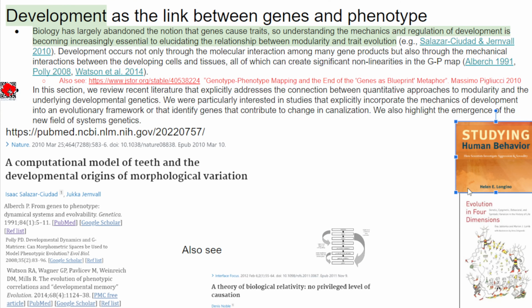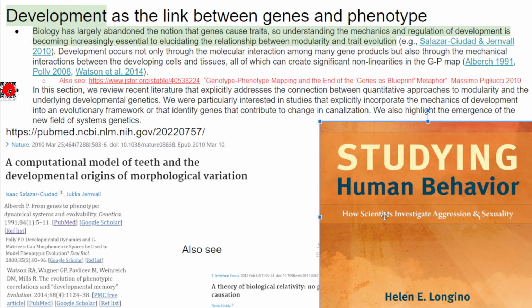Then two other great books. One is Studying Human Behavior: How Scientists Investigate Aggression and Sexuality by Helen Longino. And this book's pretty interesting because it highlights some underappreciated factors and integrative perspectives in dealing with this methodological fragmentation of the sciences in studying issues of key social relevance and in feedback with their definitions and how different kinds of people and situations are treated.